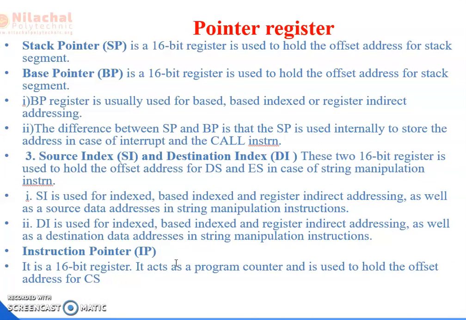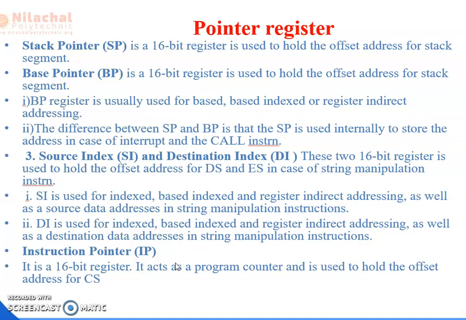So next one is pointer register. First is stack pointer. Stack pointer is a 16-bit register used to hold the offset address for stack segment. And base pointer is a 16-bit register also used to hold the offset address for stack segment. The base pointer register is usually used for based index or register indirect addressing mode. The difference between stack pointer and base pointer is that the stack pointer is used internally to store the address in the case of interrupt and the call instruction.